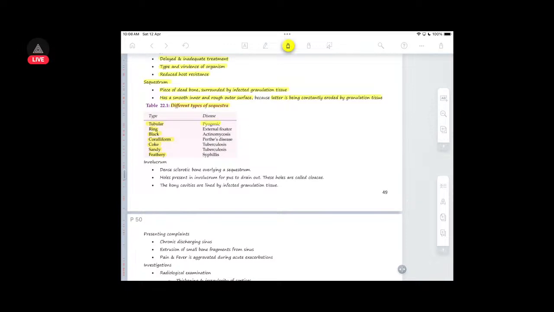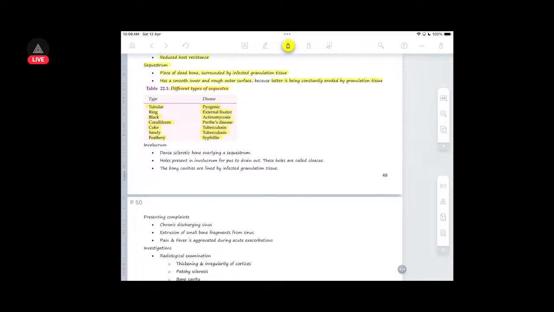Tubular is seen in pyogenic, ring is seen in external fixator. The external fixator, you can remember it as that rod itself is there, it's a circle. So therefore it is ring. Then black is actinomycosis. Several places actinomycosis appears black only. Coralliform is Perthes. Coke is tuberculosis. Sandy is tuberculosis. And feathery is syphilis.